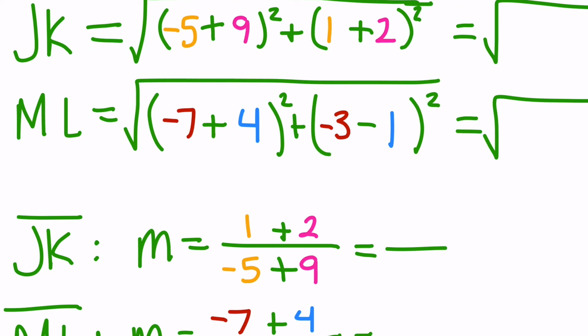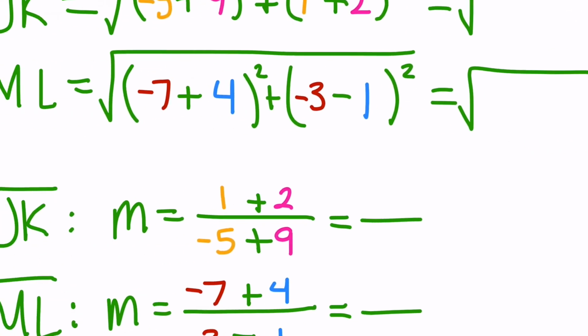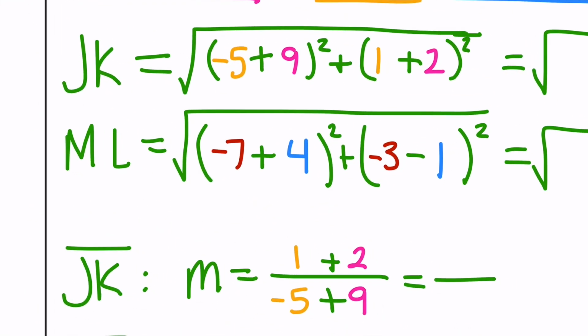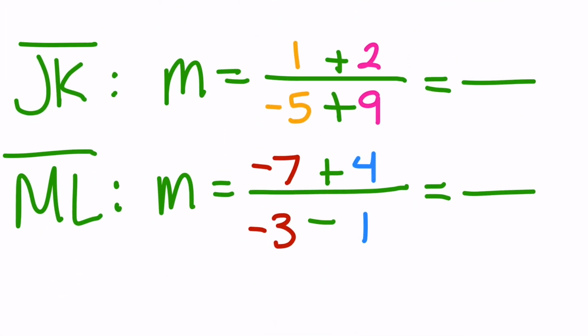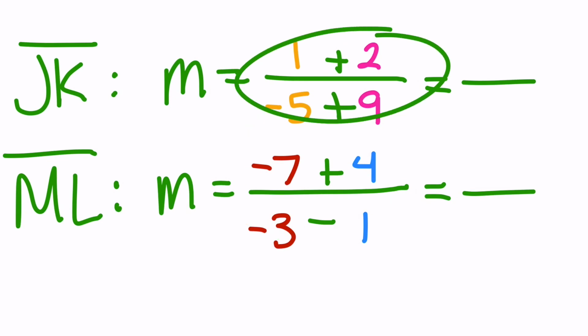So you can go ahead and work on solving that. And I'll kind of let you guys run wild with that since we did just the distance formula on the front page. And then in order to find out if JK is parallel to ML, I need to use my slope formula.